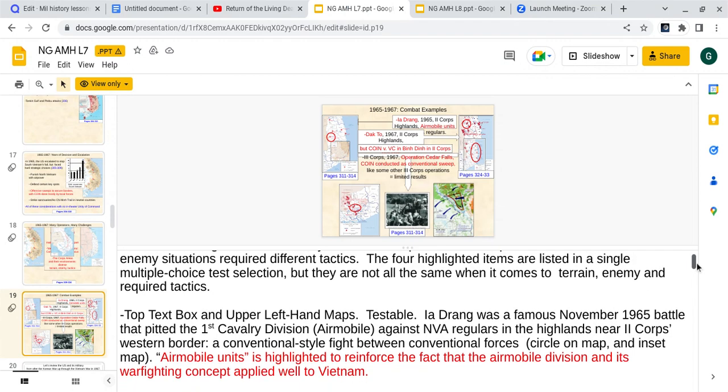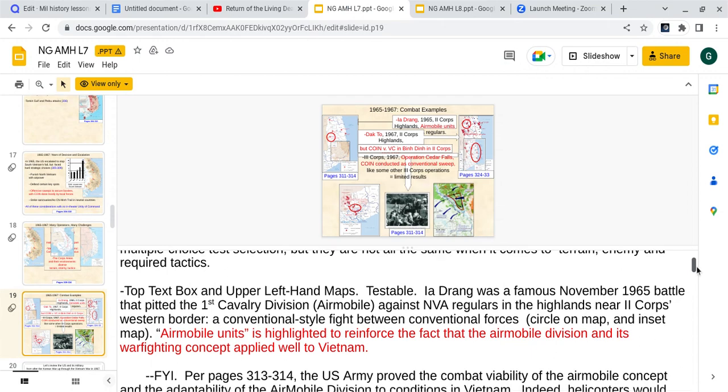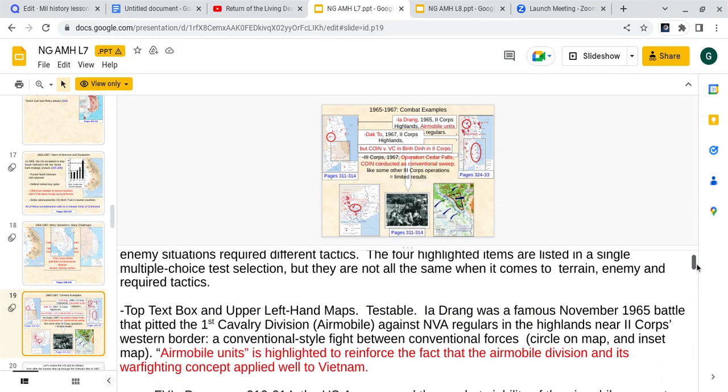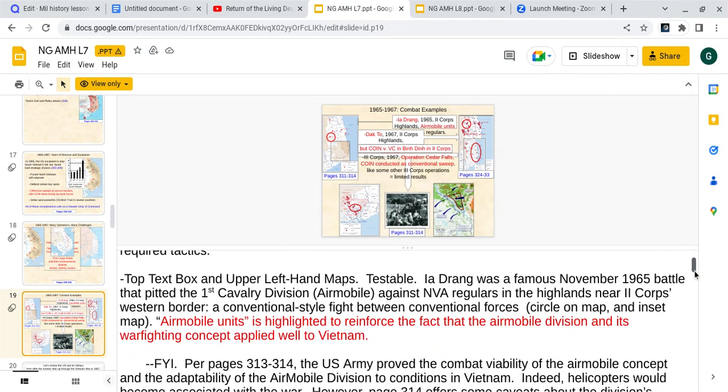This is probably the most intricate slide to read. It's important to read the details here for this one to understand what's going on. And so in the notes it tells you what is testable. Overall, you want to know that the purpose of these four battles is to show how there's different terrain and different enemy situations in each battlefield, which leads to different tactics being used.